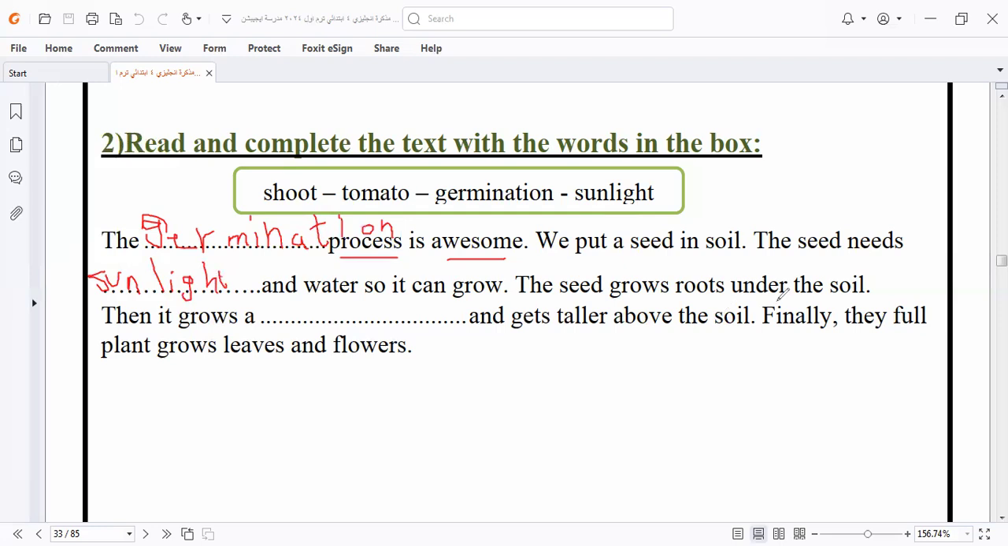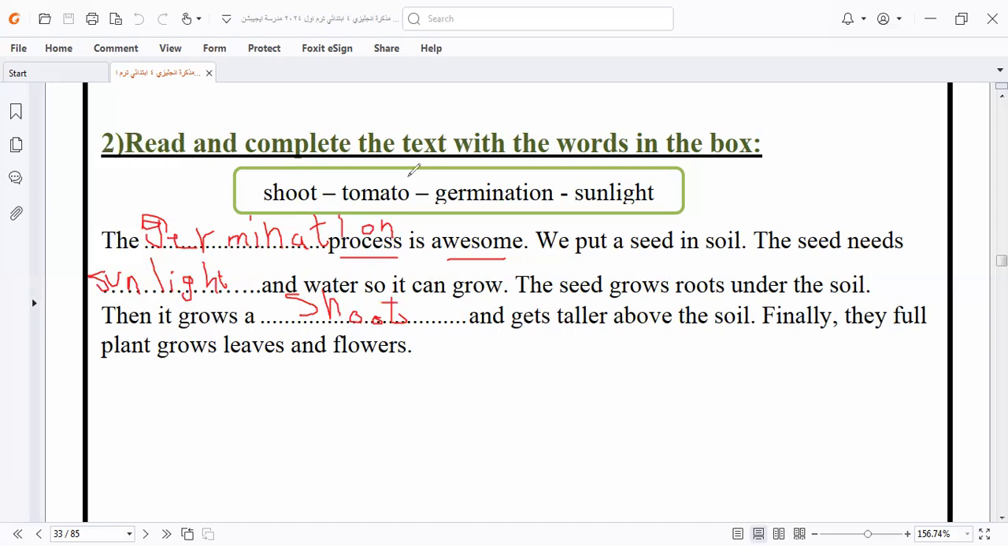The seed grows roots under the soil. Then it grows a stem and gets taller above the soil. It grows what? It grows a shoot. A shoot, like we see in the previous pages in the picture. Okay, shoot. So this is that.